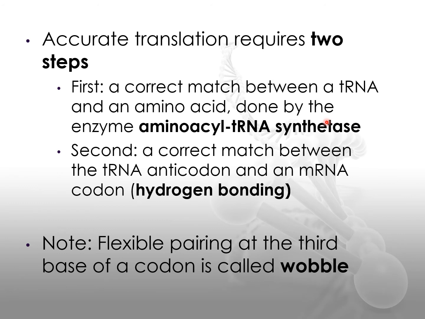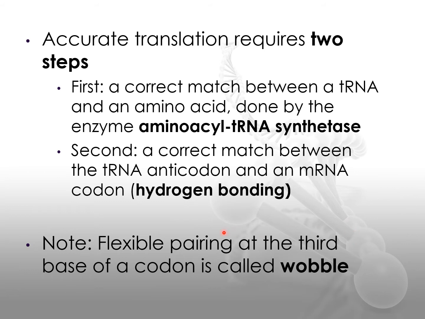Translation requires two accurate steps. One of them is a correct match between the transfer RNA and its amino acid. This is done by the enzyme called aminoacyl transfer RNA synthetase. The second step that needs to occur accurately is a correct match between the transfer RNA anticodon and the codon, which is in the messenger RNA, and this is done by hydrogen bonding.